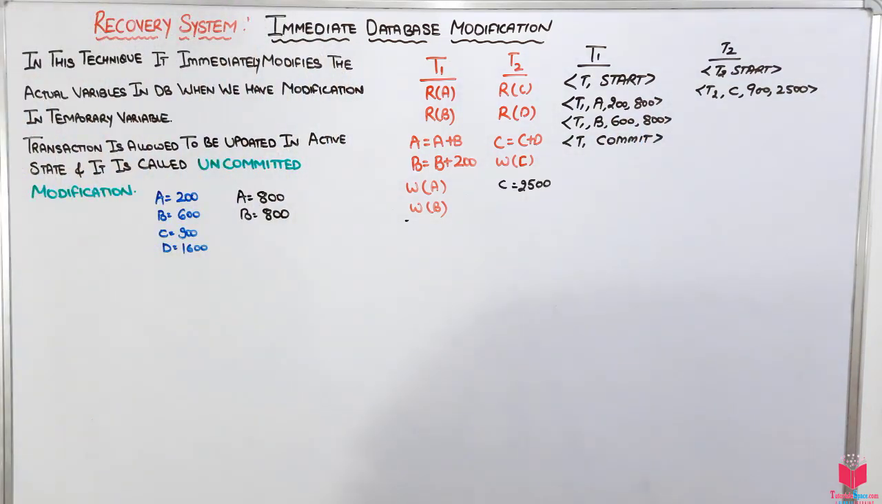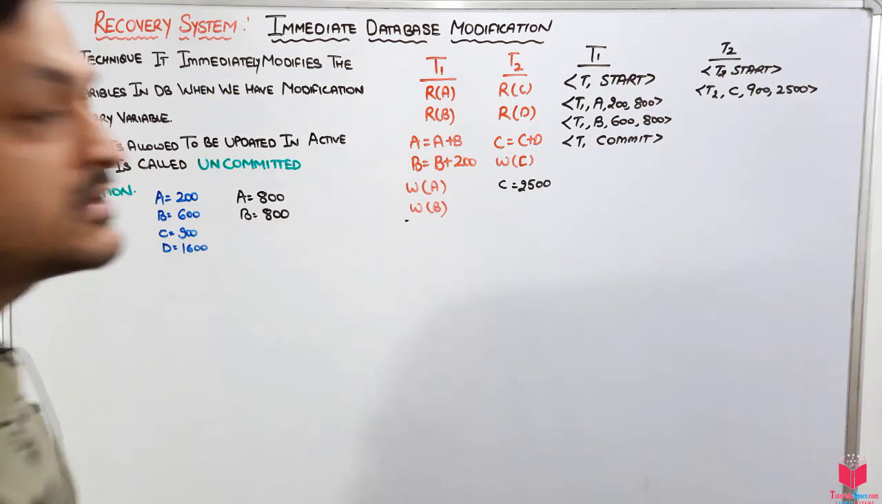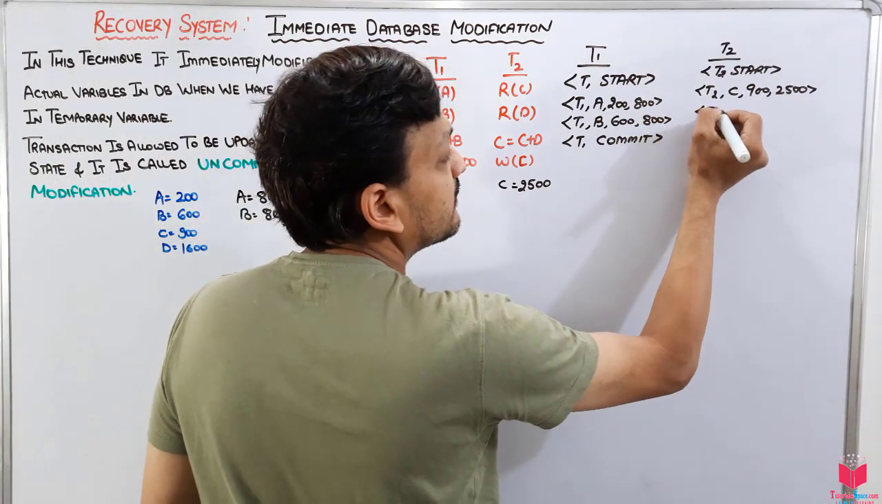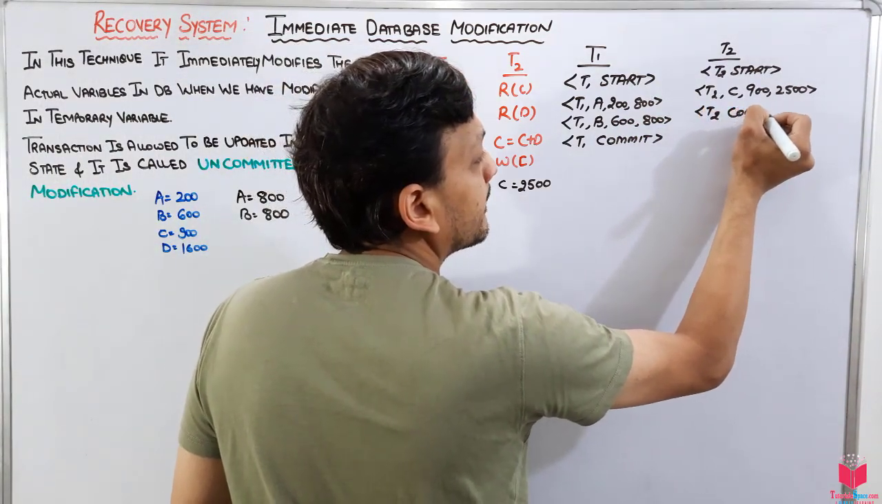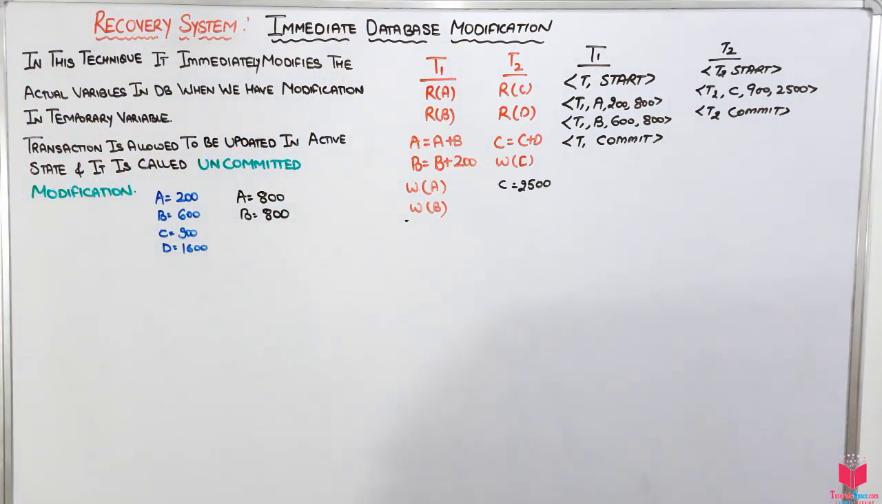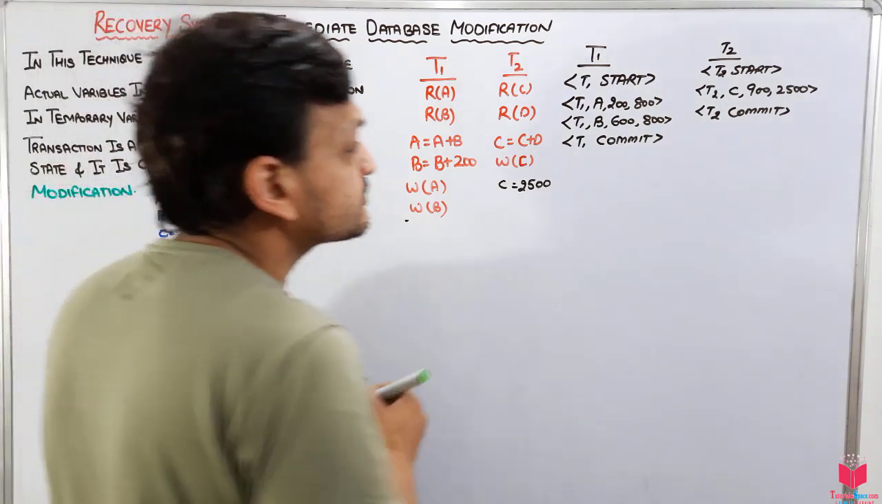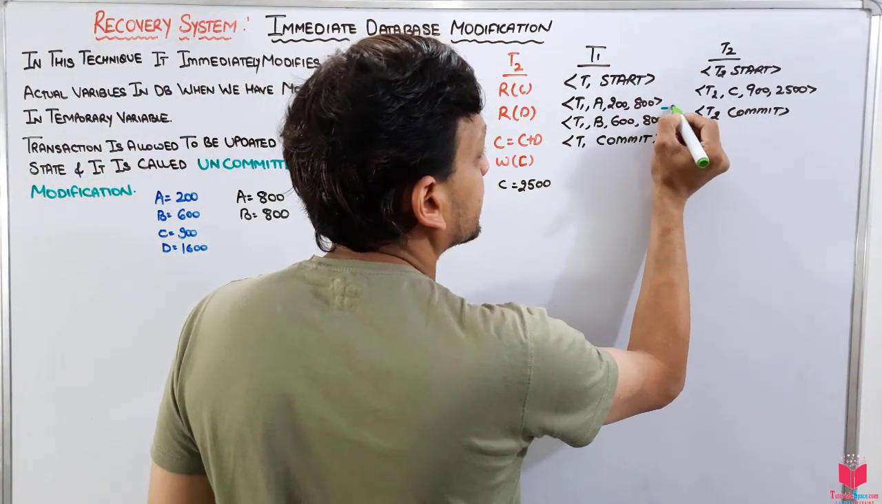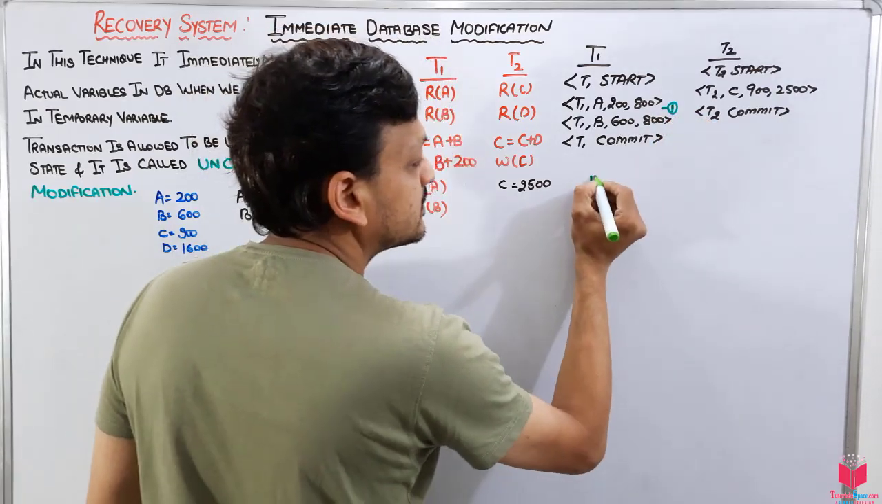Okay guys, now see, after that there is the end of the instruction. That means we have the T2 commit. Now, let's suppose at some points we have failures, so let's discuss how it will handle those failures. Suppose we have a failure here, at first.